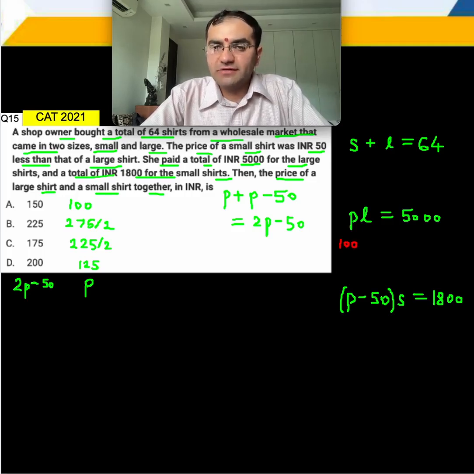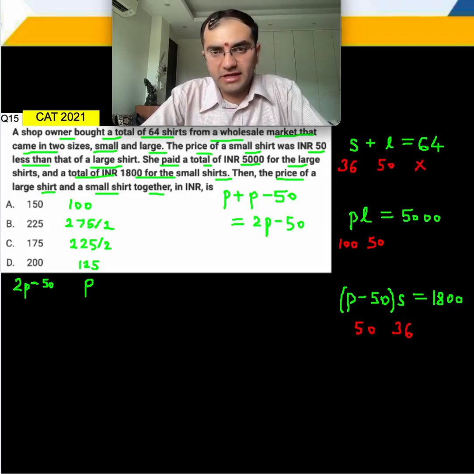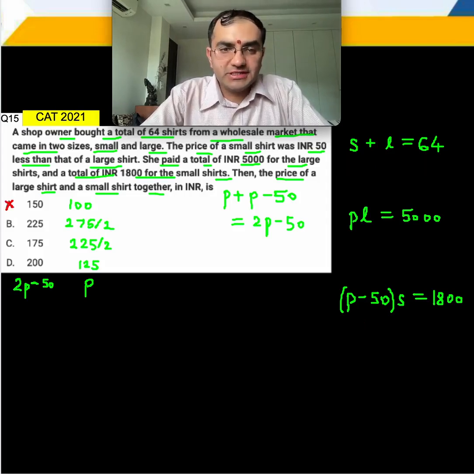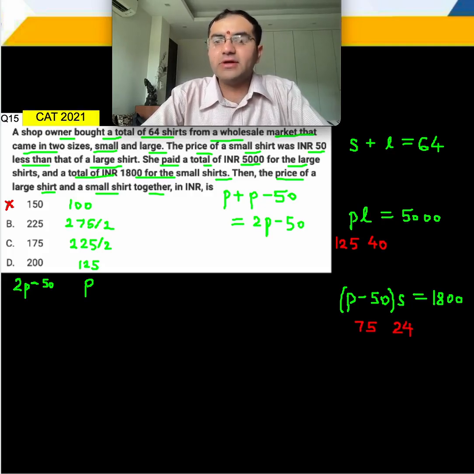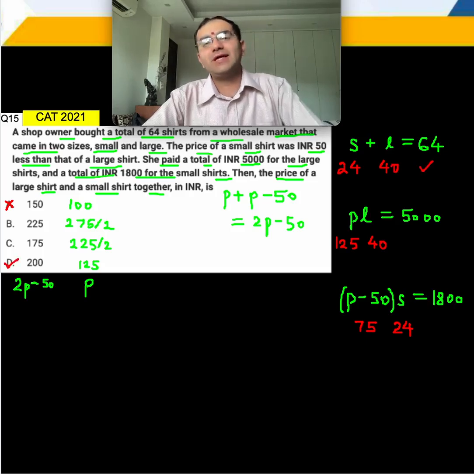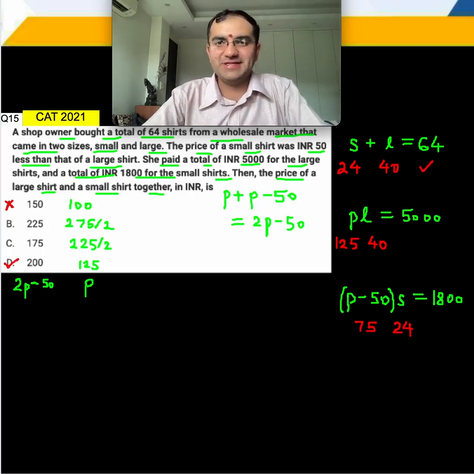Then L क्या हो जाएगा? 5000 upon 100 is 50. And नीचे P minus 50 becomes 50. S आ जाएगा 36, 1800 upon 50. 36 plus 50 is not 64, so therefore option A is out. उसके बाद option D is a good looking option, 125. Let me try 125 here. आपका L आ जाएगा 40 and 125 minus 50, 75 here you get S as 24. 40 plus 24 is 64. Therefore the answer is D part for question number 15.